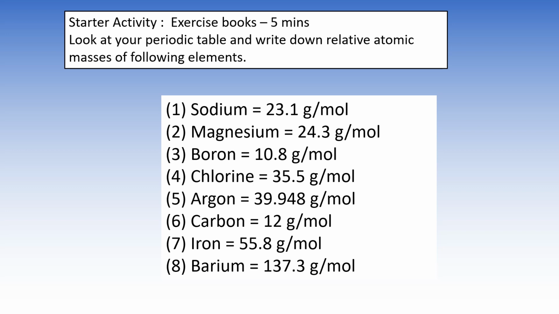So yeah, you have these respective numbers or relative atomic masses for sodium, magnesium, boron, chlorine, argon, carbon, iron, and barium. Okay, and notice the unit is in grams divided by mole. Right, there are different ways to write this unit as well, or some people write it as grams mole to the power of -1. Okay, but this is perfectly acceptable answer.